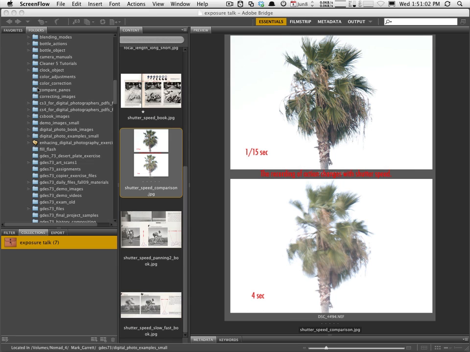There's also another factor called ISO, which we'll talk about, which affects the sensitivity of the chip, kind of like when you used to change film speeds. So the first part of this exposure triangle is shutter speed.